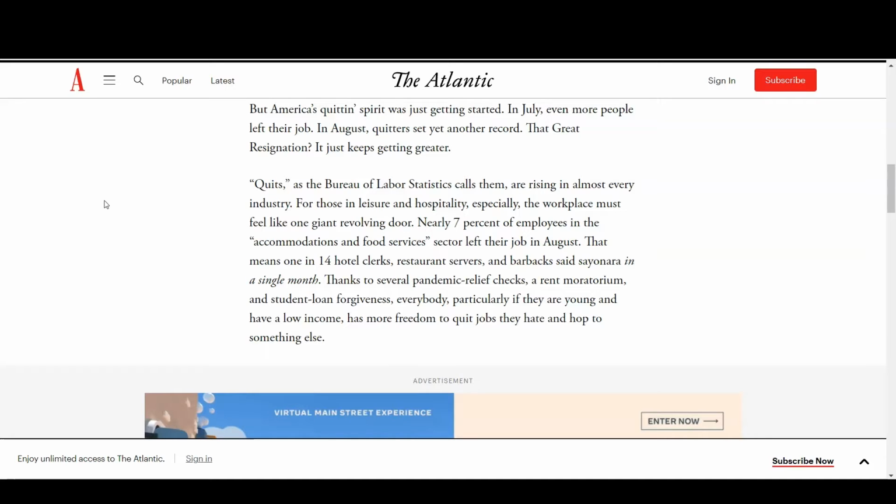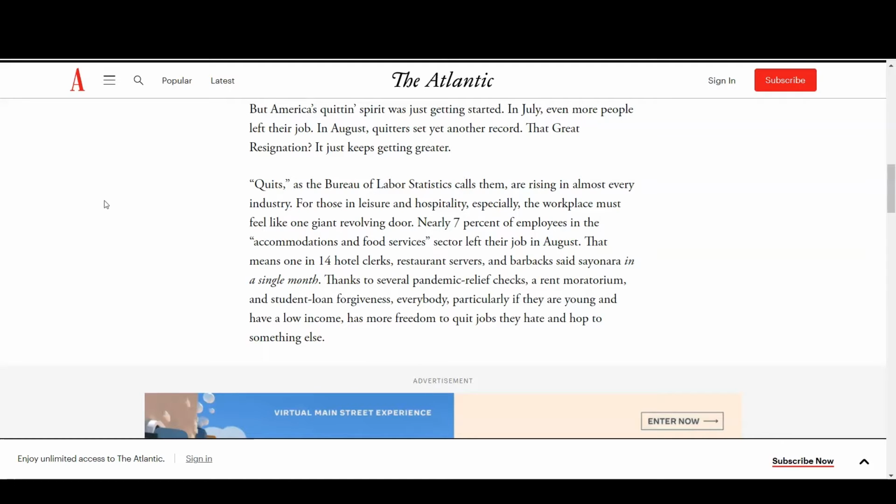The workplace must feel like one giant revolving door. Nearly 7% of employees in the accommodations and food services sector left their job in August. That means 1 in 14 hotel clerks, restaurant servers, and barbacks said sayonara in a single month, thanks to several pandemic relief checks, a rent moratorium, and student forgiveness.